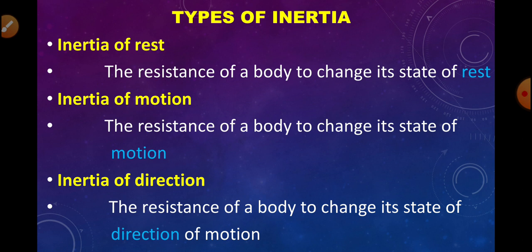Next, types of inertia. There are three types: inertia of rest, inertia of motion, and inertia of direction. Inertia of rest: the resistance of a body to change its state of rest. I will read first, and later I will explain. Inertia of motion: the resistance of a body to change its state of motion. Inertia of direction: the resistance of a body to change its direction of motion.